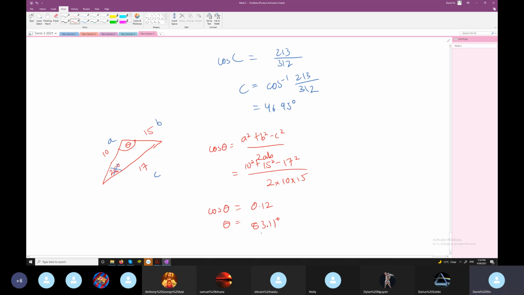So that's how we use the cosine rule. That 25 is useless to us. Now I'm also going to do this using the sine rule just to show you guys that it's going to give me the exact same answer.